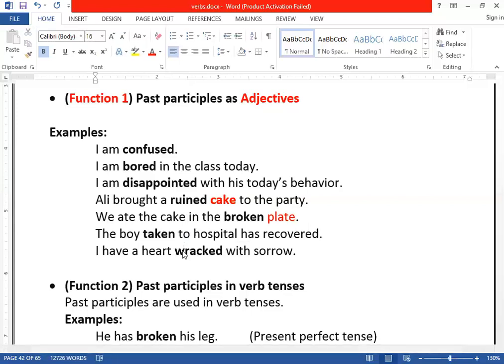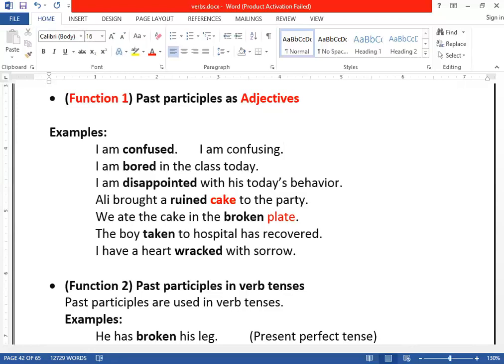Now, for example, if I say I'm confused, and if I say I'm confusing, both of them are correct. Both of them are adjectives, but they have different meanings. If I say I'm confused, it means that I myself am confused. I'm baffled.